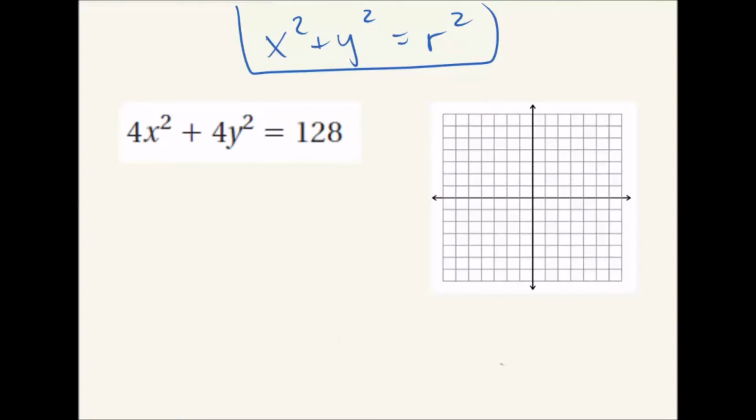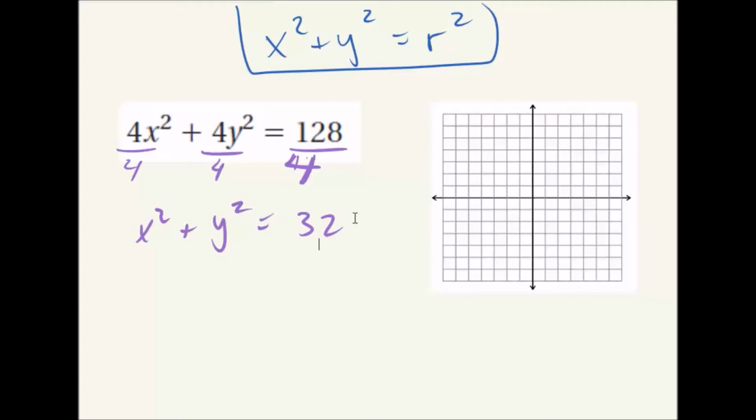One more quick example. It'll say graph this. First thing you got to do is get it in standard form. This time it's not a problem that the x squared and y squared are on the same side. It's a problem that there's numbers in front of them. So what we're going to do is divide everything by 4. In this way we can get rid of all the numbers in front of x and y. We're just going to divide everything by 4. So we get x squared plus y squared equals 128 divided by 4, which is 32.